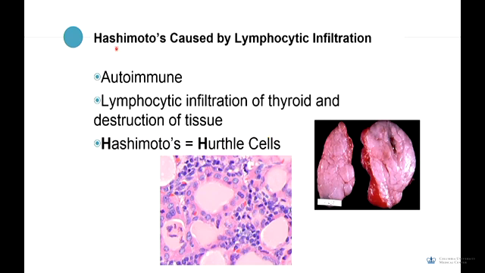So what is the pathology of Hashimoto's disease? It's an autoimmune disease where you get lymphocytic infiltration of the thyroid and destruction of tissue. And so your thyroid will actually look white because it has so many white blood cells in it.